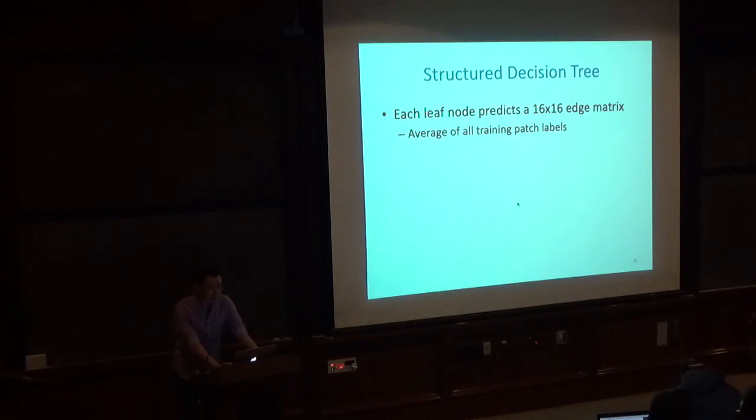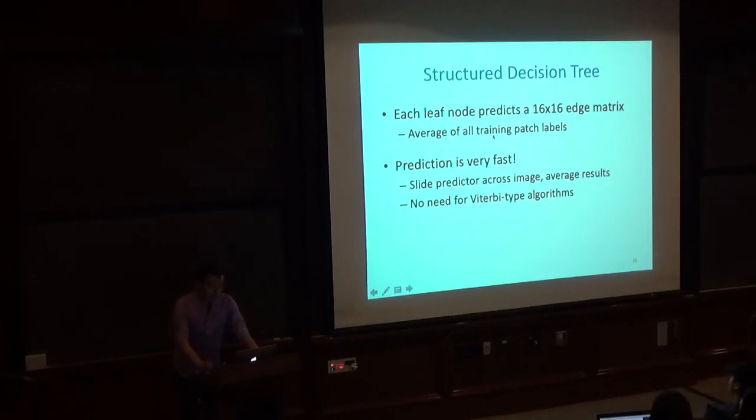So if we have the ground truth labels, then we can just predict the average 16 by 16 patch label, and have that be the prediction. So prediction is very fast. I'm not talking about training right now. Suppose we've trained the whole system. Prediction is super fast, right? You just slide across the image and average the results.